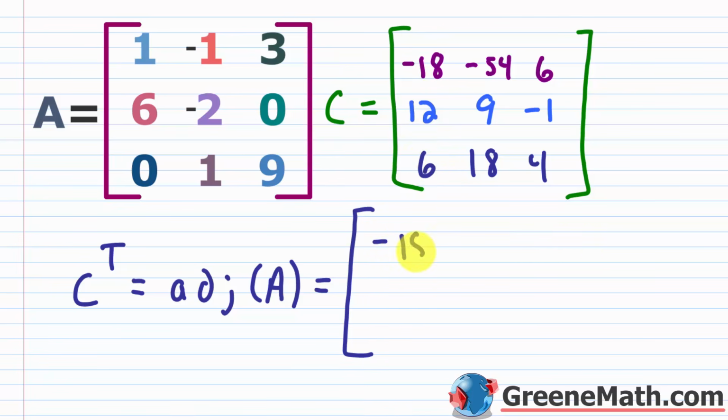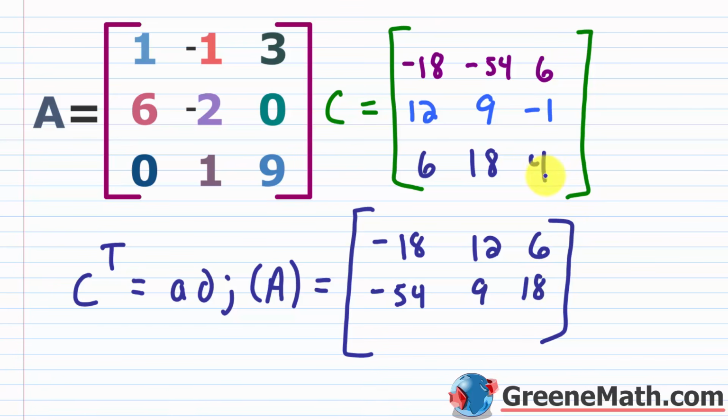So negative 18, 12, and 6. Again, all I did was I took the first column, made it the first row. Now I'm going to take the second column and make it the second row. So negative 54, 9, and 18. And then the last thing I'm going to do is I'm going to take the third column and make it the third row. So I'm going to have 6, negative 1, and 4.